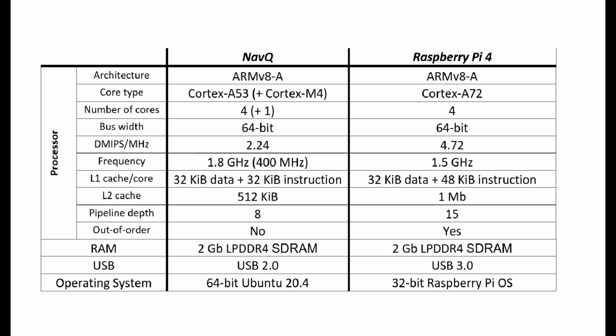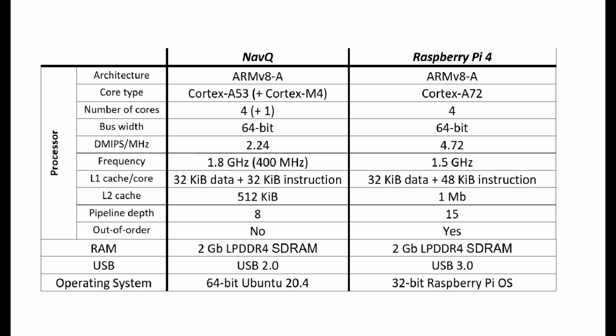Both of them are from the ARM v8-A architecture class, but the NavQ system on chip has a Cortex A53 and the Raspberry Pi 4 has a more powerful Cortex A72. The Cortex A53 processor is the one that exists inside the Raspberry Pi 3 development board. Both processors have the same number of powerful cores and are on the same number of bits. We notice that the NavQ has a supplementary Cortex M4 processor.